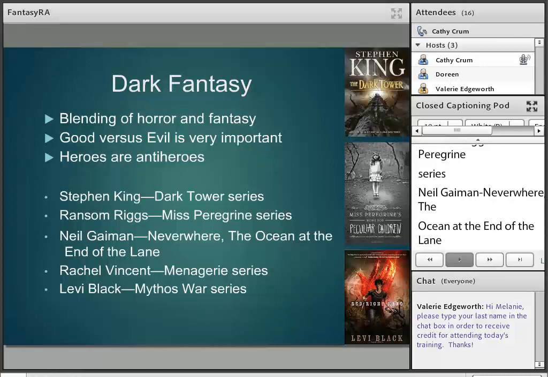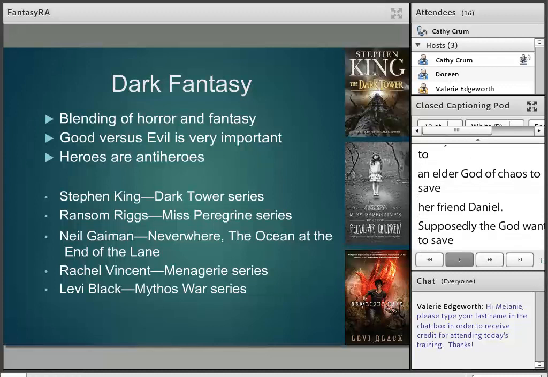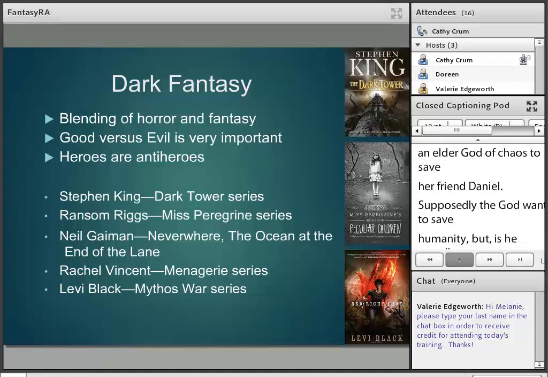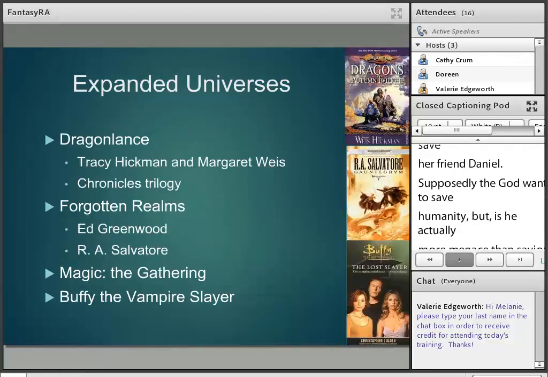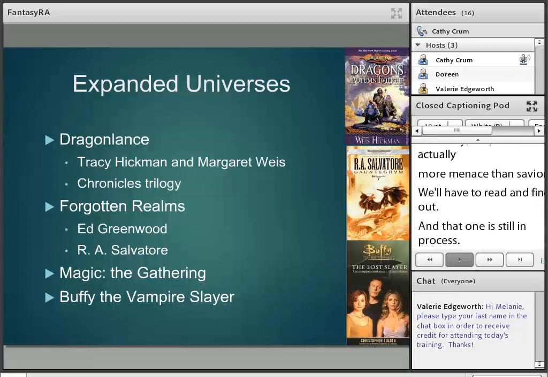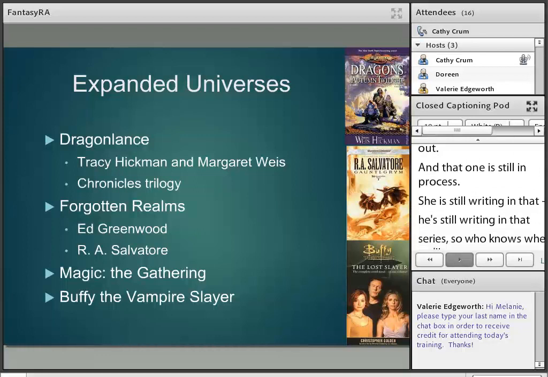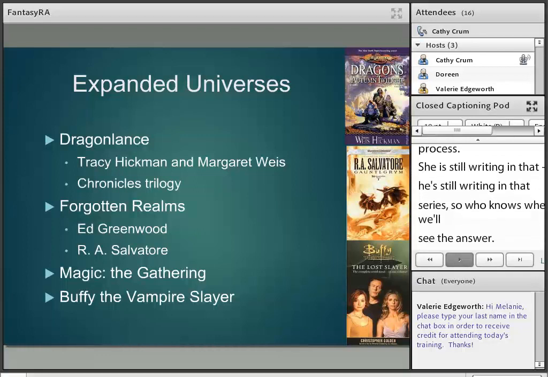In Levi Black's Mythos War series, Charlie is forced into service to an elder god of chaos to save her friend Daniel. Supposedly the god wants to save humanity, but is he actually more menace than savior? Well, we'll just have to read and find out. That one is still in process. He's still writing in that series, so who knows when we'll see the answer.